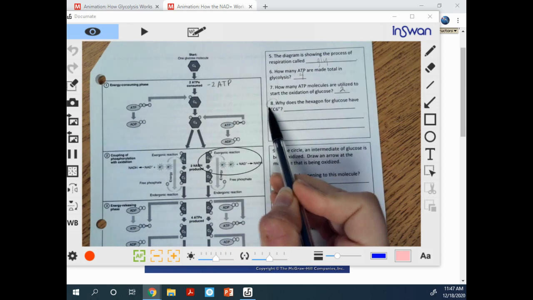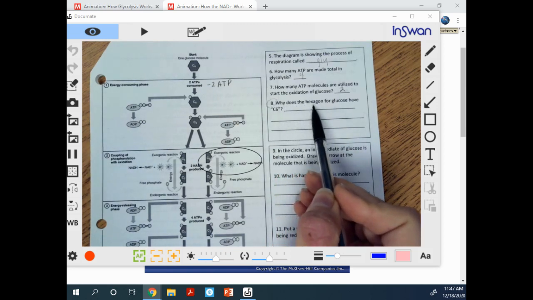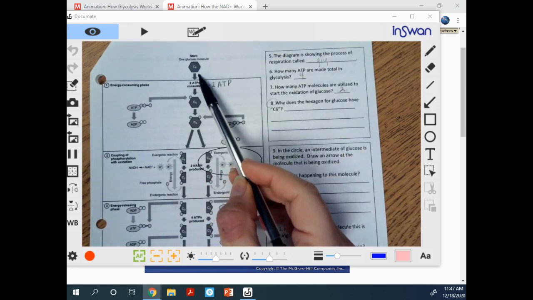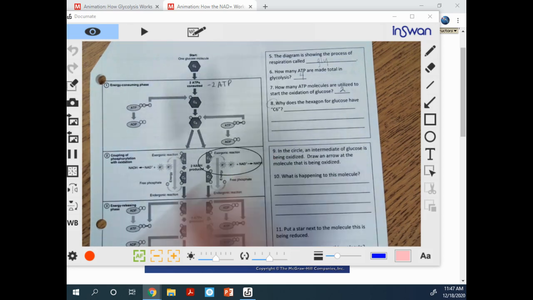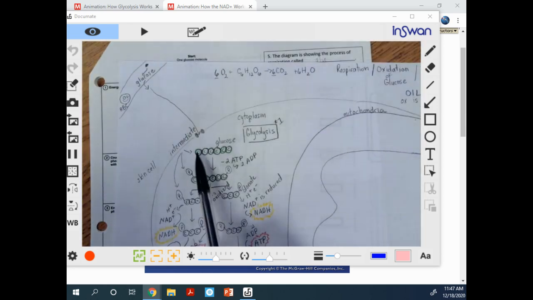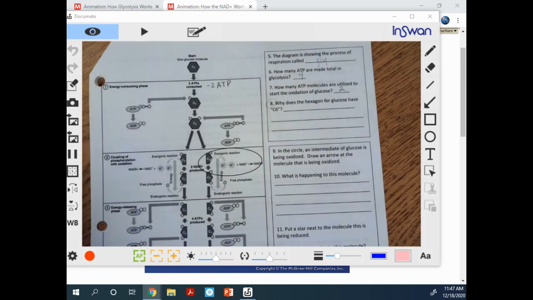Number 8, why does the hexagon for glucose up here have C6 in it? Why does it have the symbol C6 in it? Because glucose has 6 carbon atoms. I've got them here. They're the black ones. Those are 6 carbon atoms that make up the backbone of glucose.